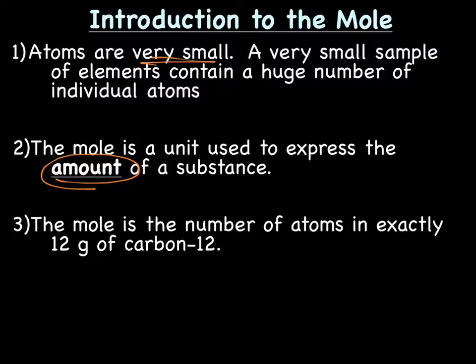For example, a dozen. A dozen is an amount unit. What does a dozen mean? A dozen means 12. A mole is similar to that. It's an actual amount. We'll get to the amount in a minute. And then for history's sake, the mole is the number of atoms in exactly 12 grams of carbon. That is where the number relating to a mole came from.